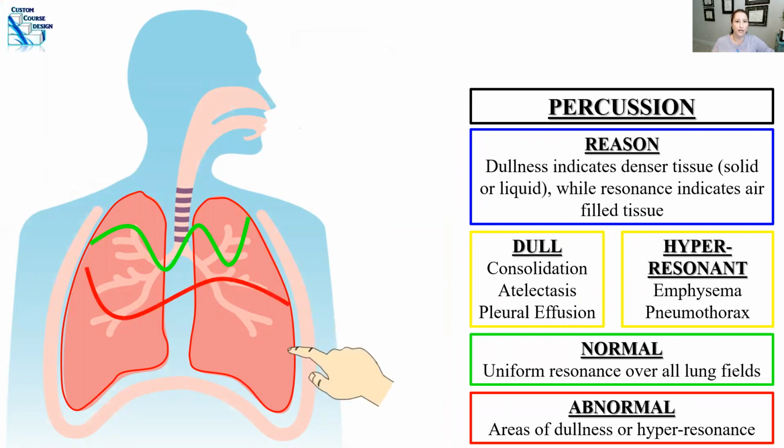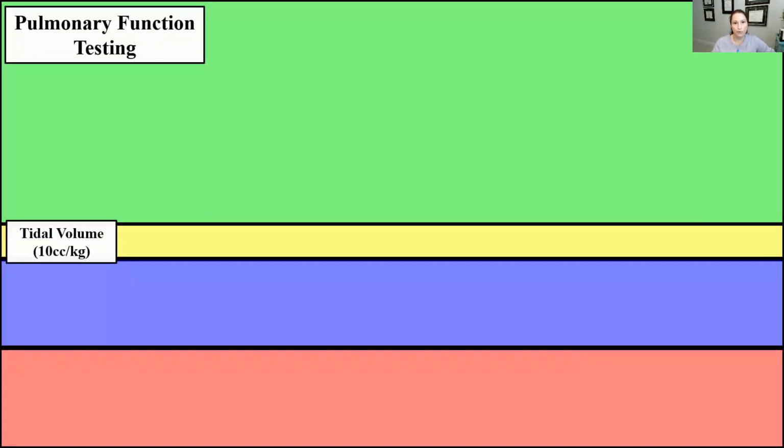That would be things like consolidation, atelectasis, or pleural effusion, because that means our drum is filled with a solid or a liquid, and so it's not as resonant. If we have air trapping in things like emphysema or pneumothorax, we will have hyperresonance to percussion. Those are our physical exam findings, and they're really important to be familiar with because they will help you figure out the answer to that question based on the physical exam findings alone.